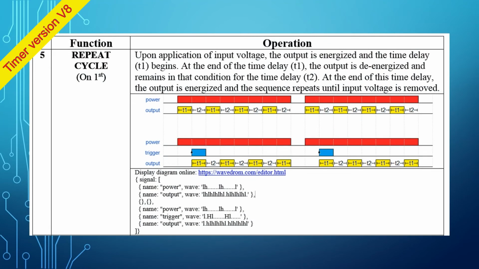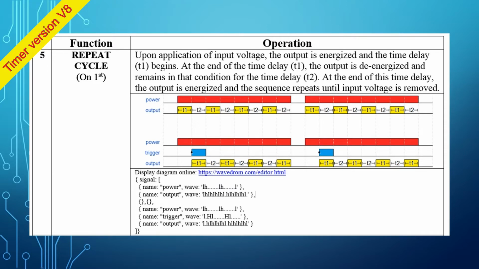Let's continue. We are going to set the timer to function 5. Function 5 will toggle the output on and off, and it is a good function to practice programming the timer. The timer holds one function at a time. All the available functions are loaded into the programmer's flash memory.